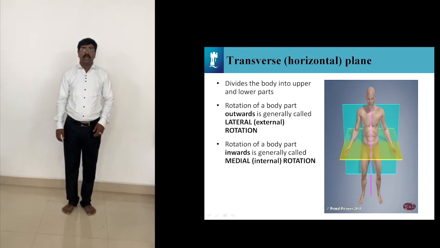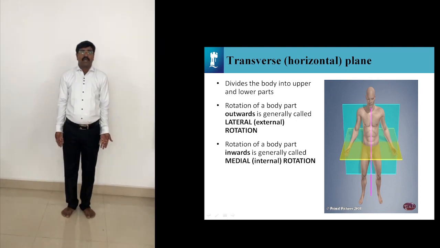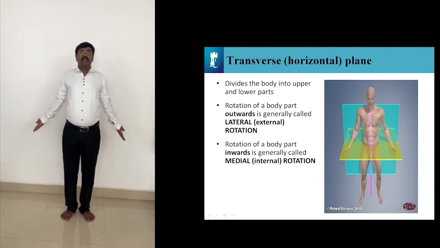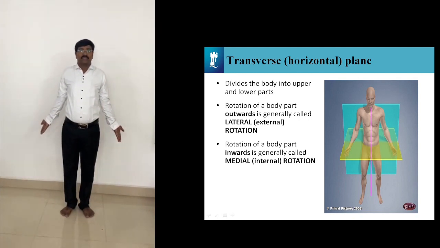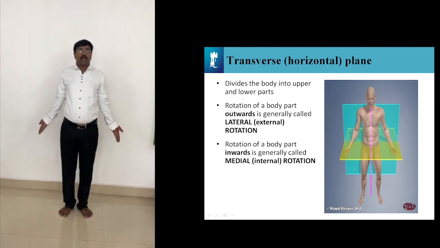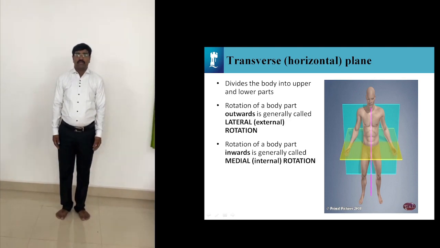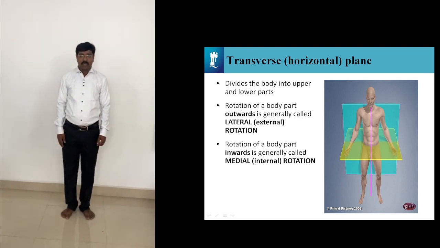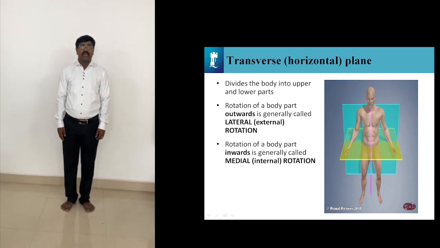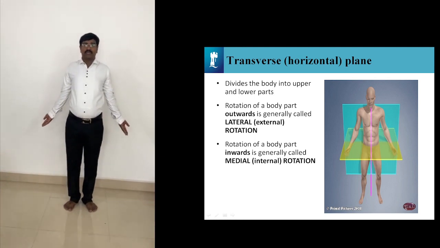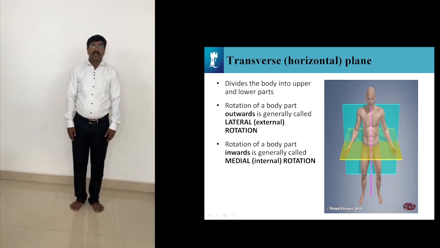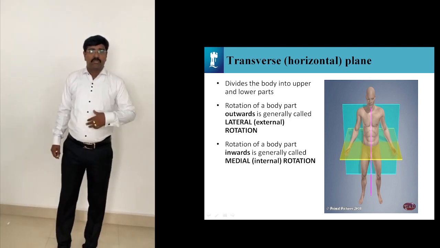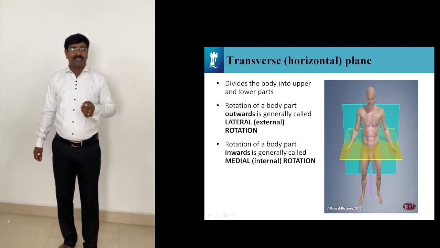How will I rotate my shoulder? For example, these are my two shoulders. Try to observe my shoulders. Now I am in anatomical position. I am rotating my shoulders backwards. So this is called as lateral rotation. Again, my shoulders are rotating inwards. So this is called as inward rotation or medial rotation. So I am going to do finally lateral rotation, medial rotation.